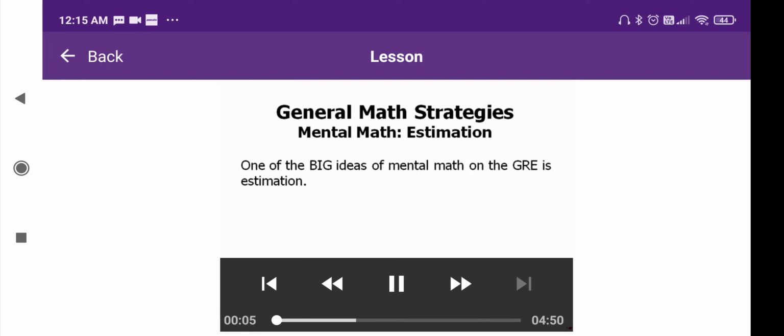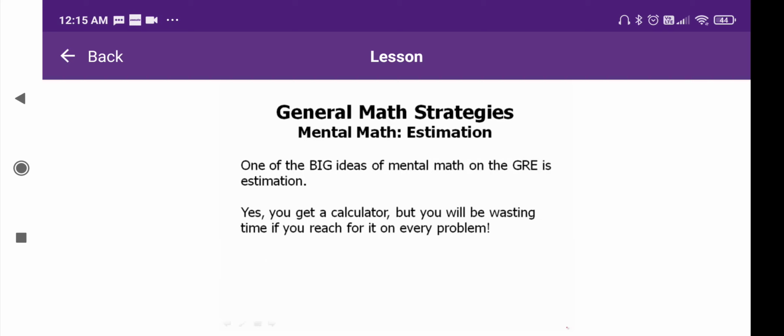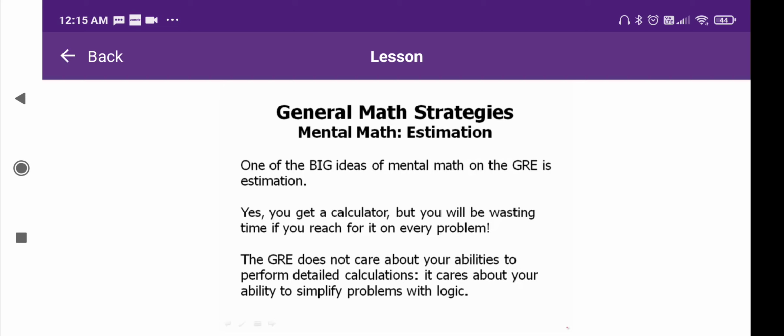One of the big ideas of mental math on the GRE is estimation. Yes, you get a calculator, but you will be wasting time if you reach for it on every problem. The GRE does not care about your ability to do precise, detailed calculations. It cares about your ability to simplify problems with logic, and estimation is a big part of that.